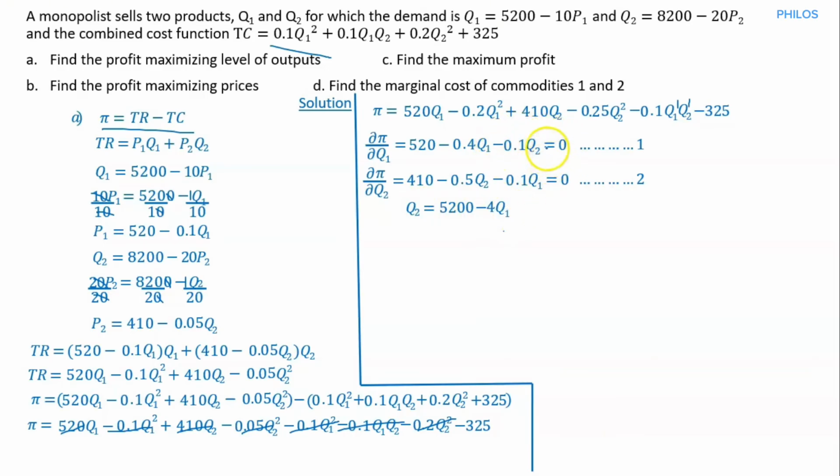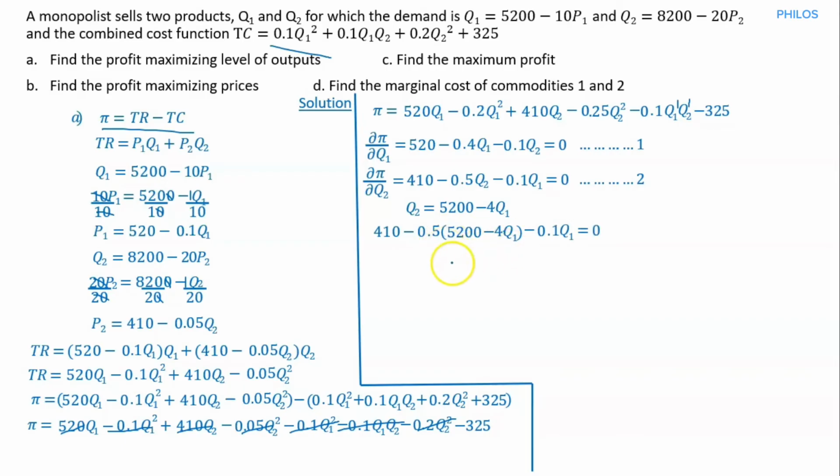When you bring this negative 0.1 Q2 here and you divide through by 0.1, this is what you get. So when you get Q2 equal to 5,200 minus 4Q1, we substitute this into equation 2. So let's do the substitution. We have 410 minus 0.5 into bracket 5,200 minus 4Q1, minus 0.1 Q1, equals 0.